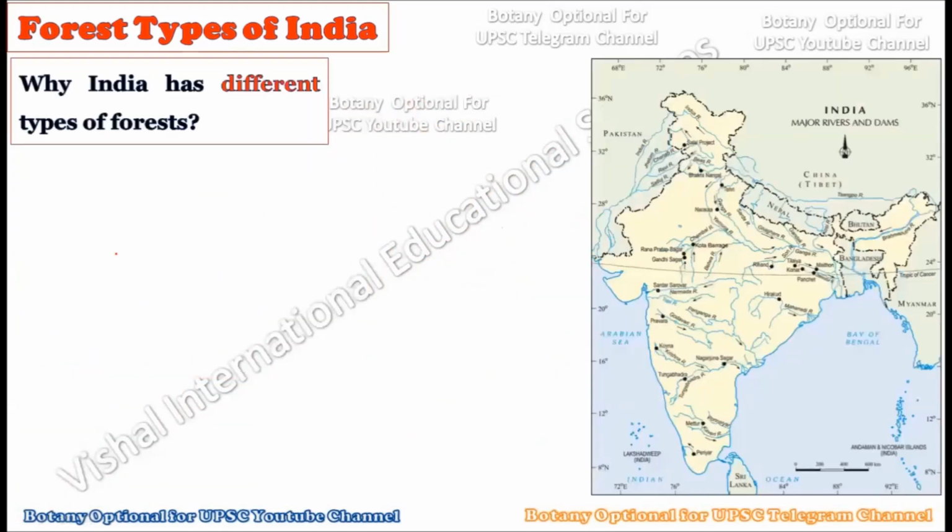Now, why are so many different types of forest found in India? This is the basic question, and you should have an understanding of it, because UPSC can twist this question. They can ask it in a very different way, for example, why in North India we find different types of forest when compared with South India. And why is it happening? This is because, as we have talked about, the abiotic factors play a very major role.